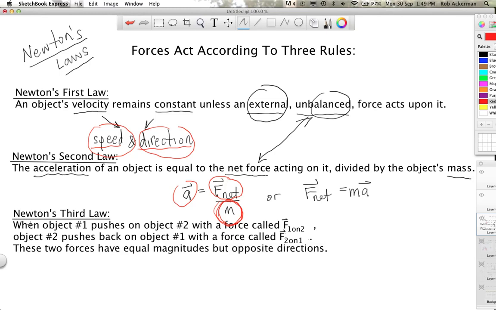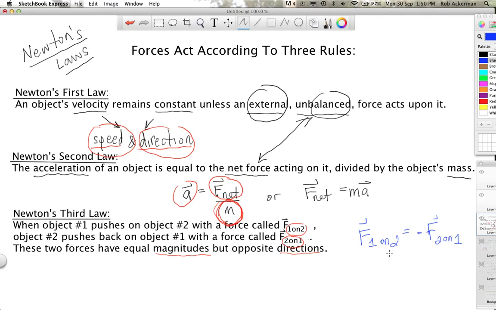And I finish off with Newton's third law, which says that when object number 1 pushes on object number 2 with a force that we're going to call F1 on 2, object number 2 will push back on object number 1 with a force that we will call F2 on 1. These forces have equal magnitudes, but they are in opposite directions. And so a way that we sometimes write this is that F1 on 2 is equal to F2 on 1, but in the opposite direction. So the negative sign here.